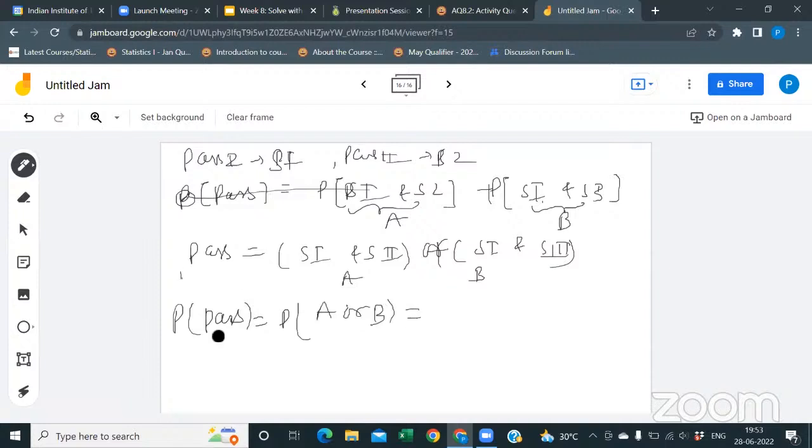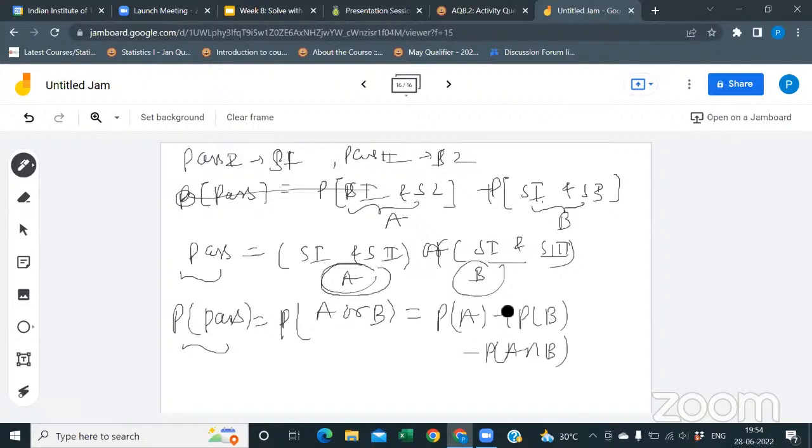Are you getting it? Probability of pass means probability of section 1 and section 2, or section 1 and section 3. That means A or B. Can I write this? A or B means A union B, A plus B minus A intersection B. Can't understand, sir. So much of it.